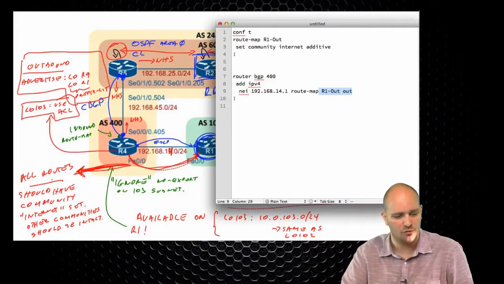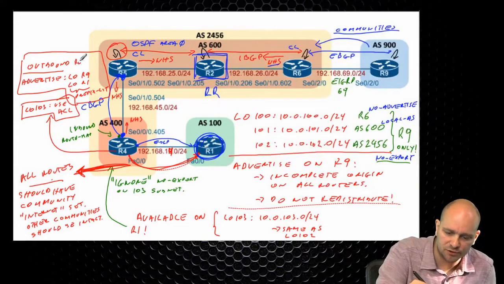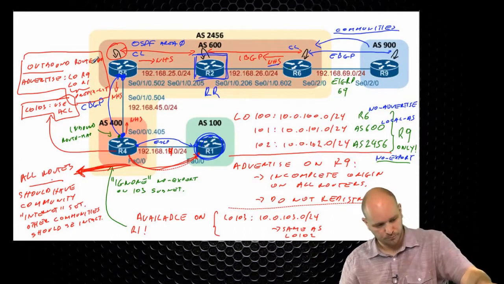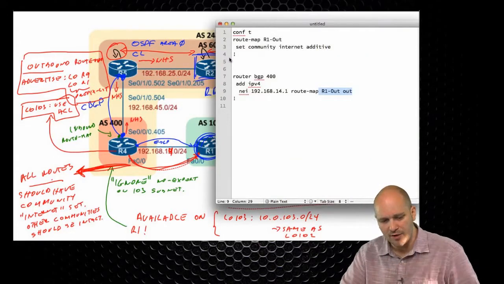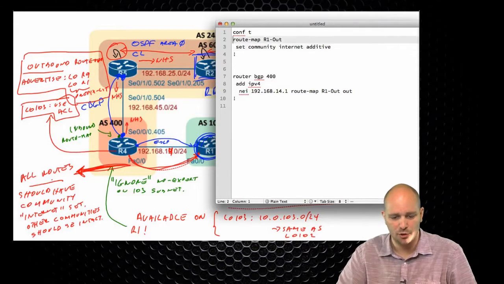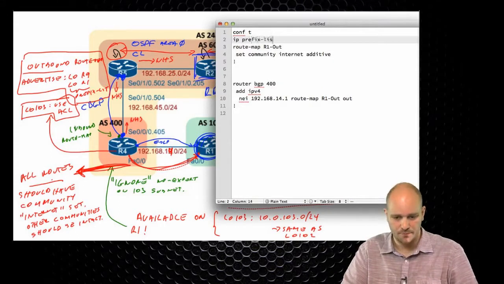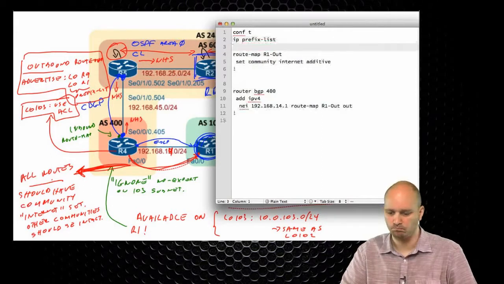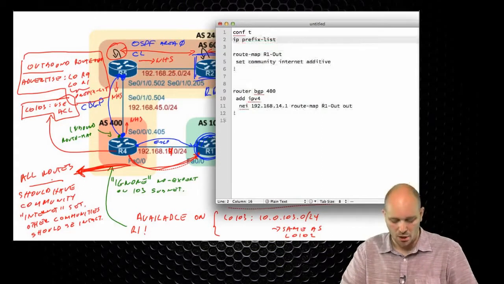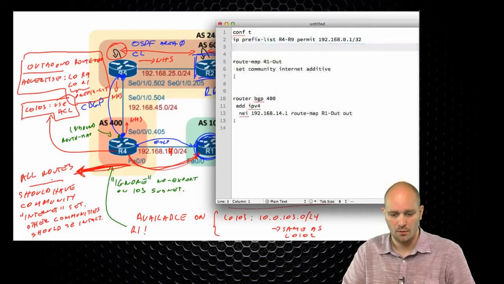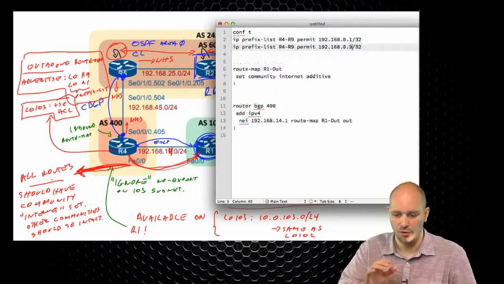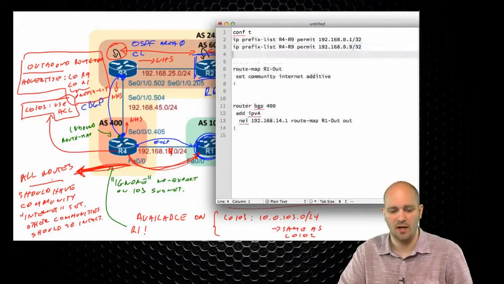So now I'm going to use the route map. So let's say here that the restriction was use the outbound route map. Now, let's create that prefix list that we need. So it is going to be IP prefix list, and let's call it R4-R9, permit, and it's going to be 192.168.0.1/32, and it's going to be 0.9/32. So this prefix list will cover that.